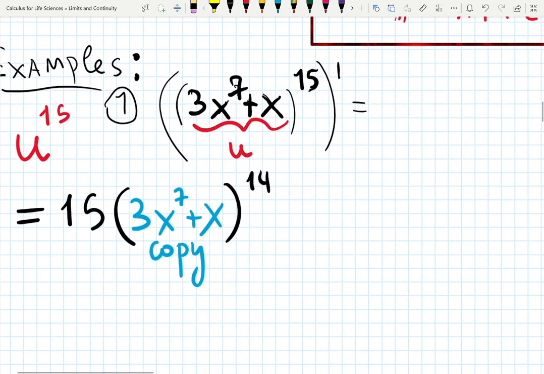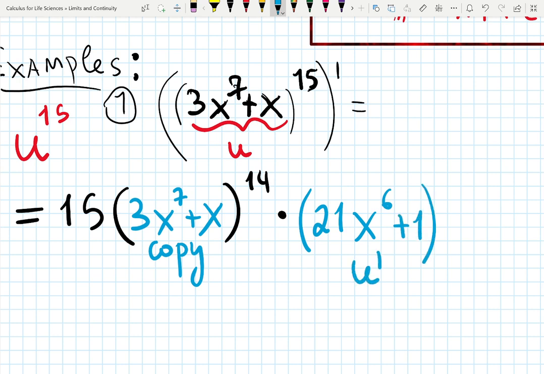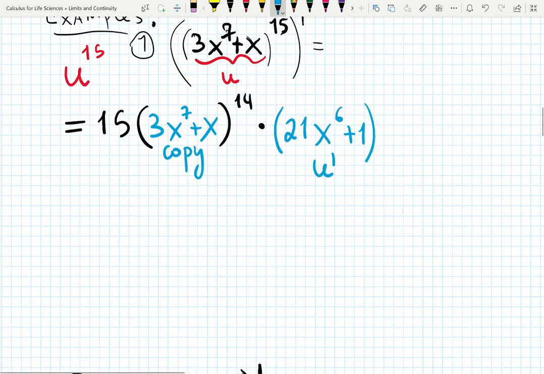It's a chain reaction. When you finished, now you can put a product and it unlocks your possibility to see what is actually u. Because before that, it was something to the 15. That is 15 something to the 14 times derivative of that something, which is 3x to the 7 plus x plus 1. Amazing. So, done. So you see, copy, differentiated. This is the answer. No simplification needed, no need to distribute, nothing.